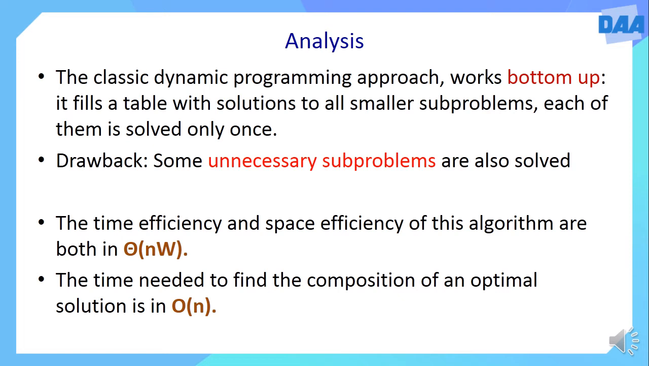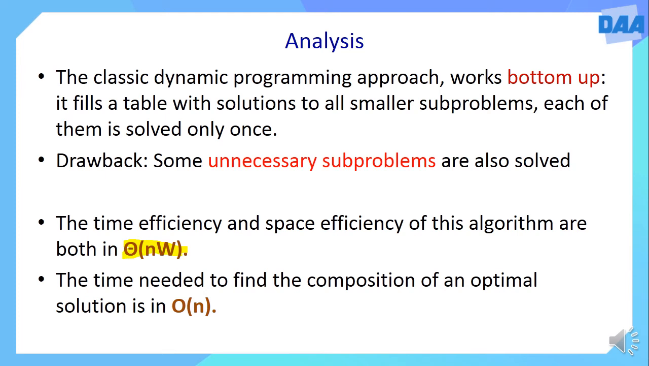What is the time efficiency and space efficiency of the algorithm? We can see that we used a table of size n cross W. N is the number of items, W is the capacity of the knapsack. So we have considered n plus 1 rows and W plus 1 columns. So overall we can say n into W; strictly speaking, n plus 1 into W plus 1 spaces we have utilized. So space efficiency is theta of nW.